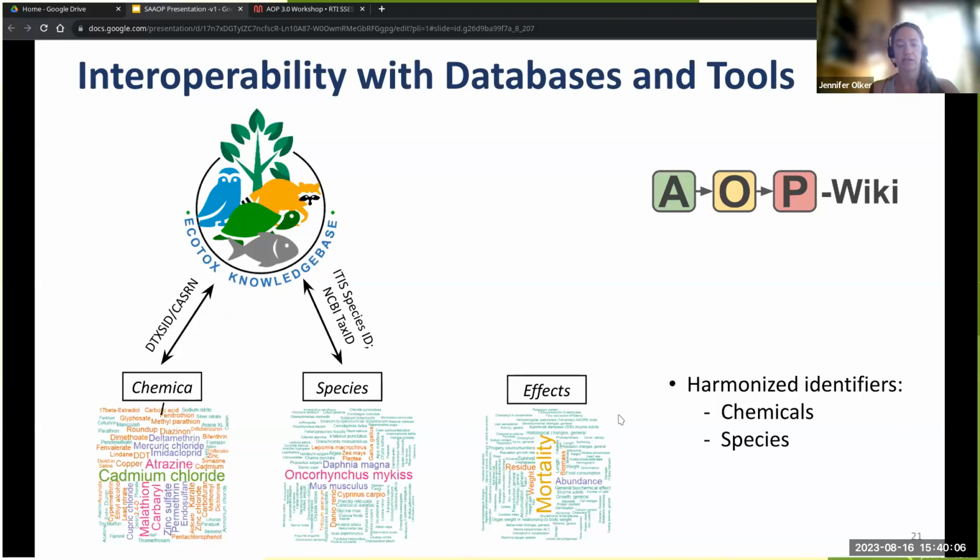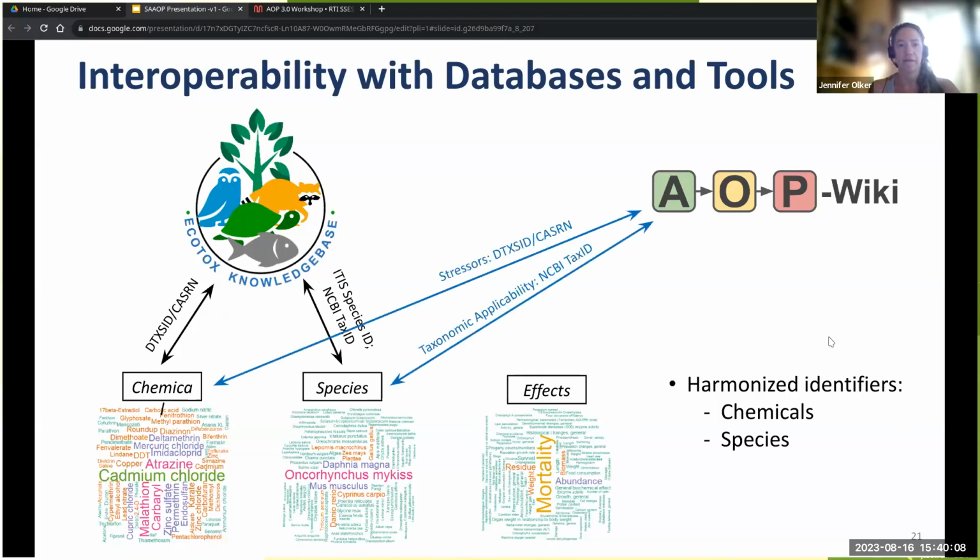If you click again, there's an animation. And this is great because those identifiers match what is in the AOP wiki with the DTXSID and CAS number for stressors, and the NCBI tax ID for taxonomic applicability. This is true for other databases and tools as well.